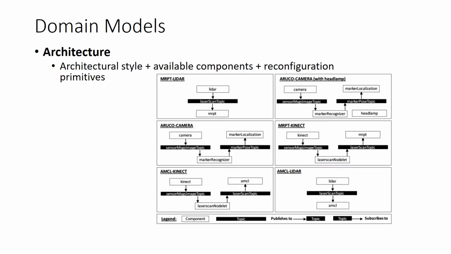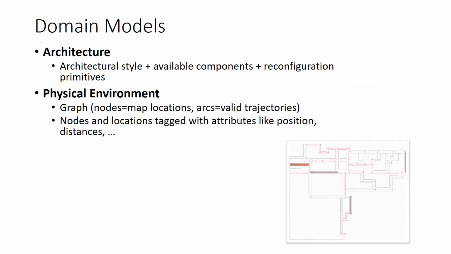In our mobile robotics domain, the different models that we have are the following. First, we have the architecture model, which contains a formal description of the architectural style of the system, as well as a set of available components at runtime, and the reconfiguration primitives that can be used to change the robot's architecture. Next, we have the physical environment model, which is encoded as a graph where nodes correspond to map locations and arcs designate valid robot trajectories among them.